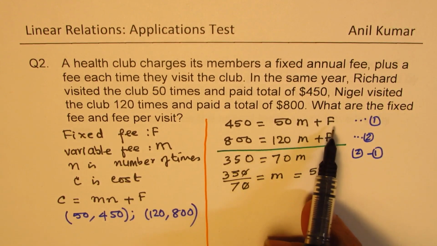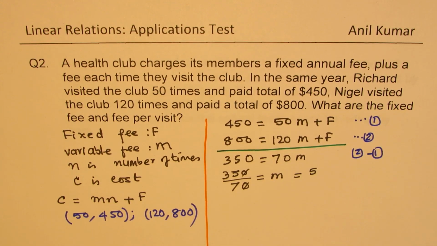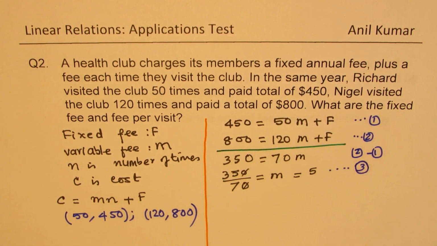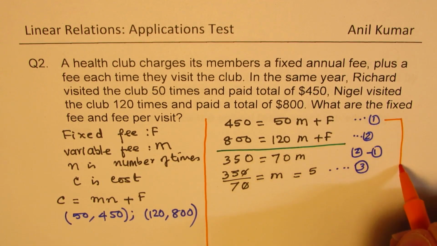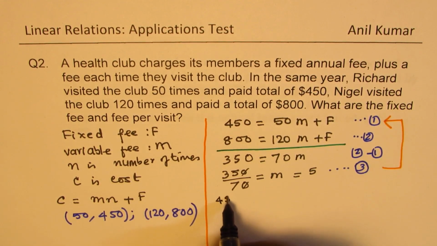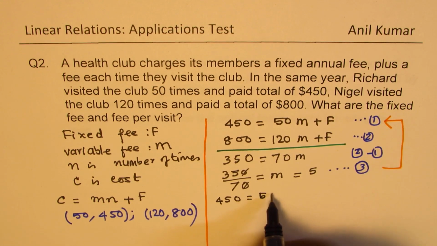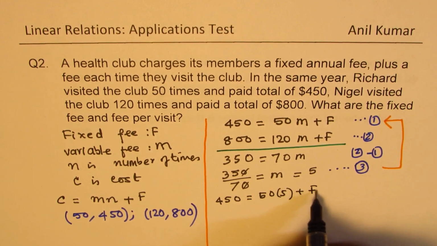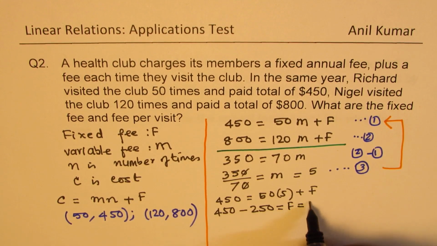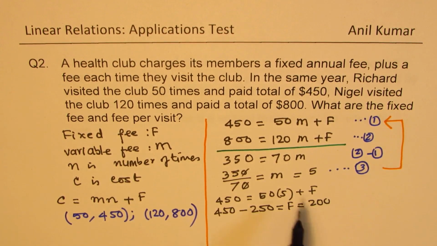Now when you substitute 5 here, you can find the value of f, right? So we'll call this our equation number 3, and we'll substitute it in one of our equations. Let it be equation 1, right? So we get 450 equals 50 times 5 plus f. So we get 450 minus 250 is equal to f, which is 200. So that gives you the value of f.